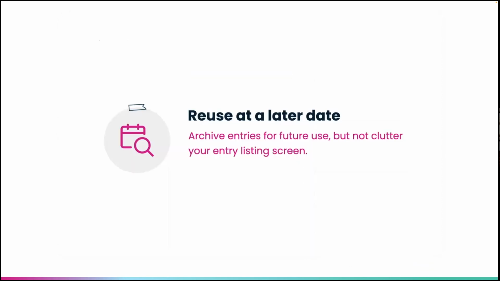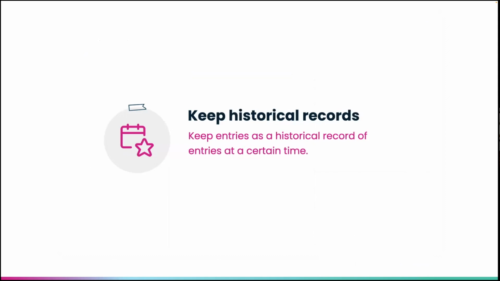So as I've touched on, why would you archive? Well, you might just want it for future use, but you don't want it to clutter your entries listing screen. The entries listing screen obviously shows all the content for your organization, depending on the permissions that you've got set up to what you see. But if you've got 300 courses, maybe at a later date that you don't want to show, you don't want to see those in the entry listing screen. So it reduces the clutter there. And it's great for keeping historical records of content.